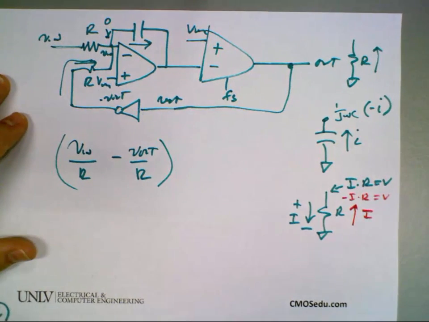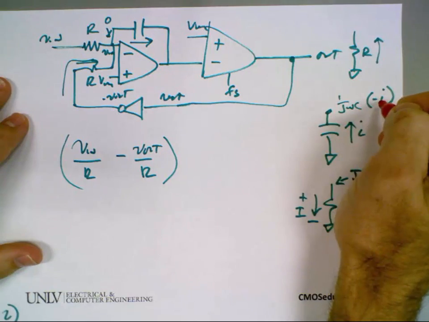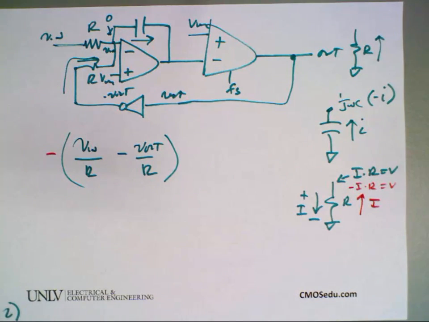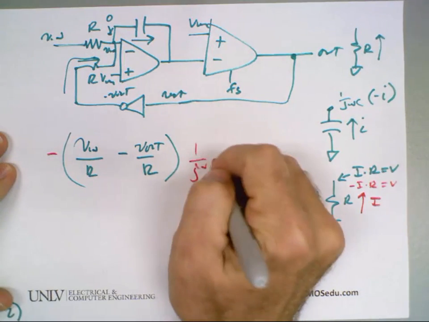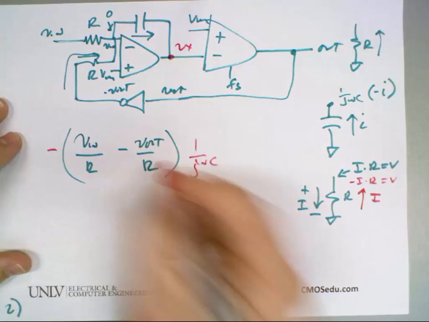Is it good? Okay, so this would be minus 1 over j omega c. So this would be minus I times 1 over j omega c. And that I'm going to call Vx. So this is Vx.